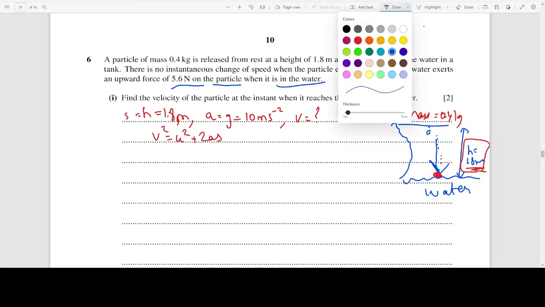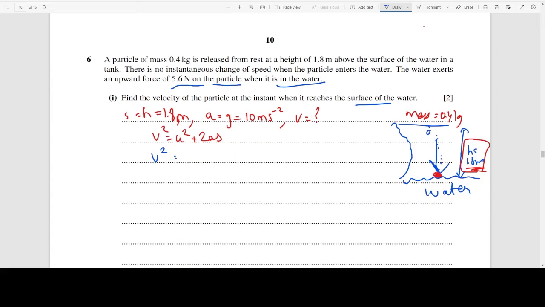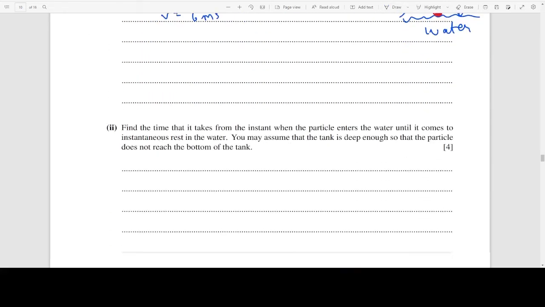Alright, so V square equals U square, which is actually going to be 0, because initially it was just released from rest, so initial velocity is 0, plus 2 into A into S. So V is equal to 6 meter per second. Alright guys, so this was just a 2 marks question.